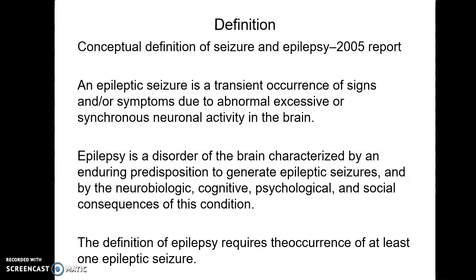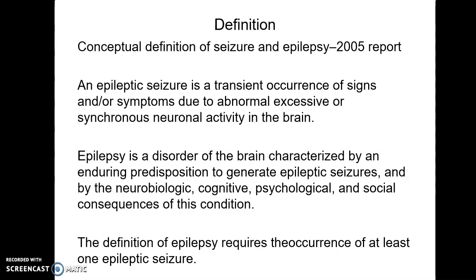According to this definition, an epileptic seizure is a transient occurrence of signs and/or symptoms due to abnormal, excessive or synchronous neuronal activity in the brain. Epilepsy is a disorder of the brain characterized by an enduring predisposition, that means an already existing or undergoing process which may trigger and generate epileptic seizures. So epilepsy is characterized by pre-existing or undergoing conditions which generate epileptic seizures.